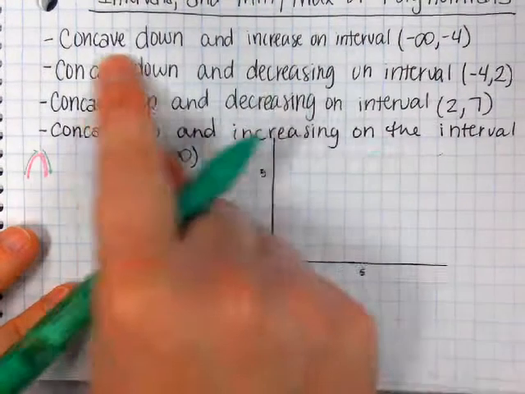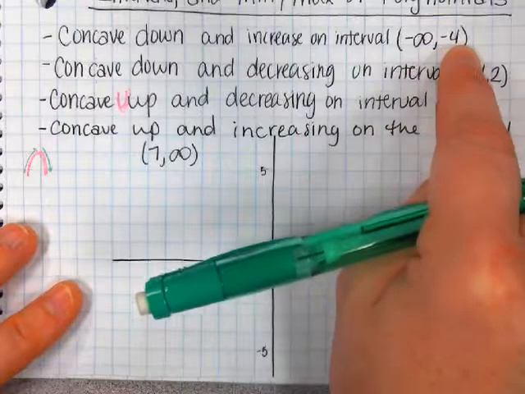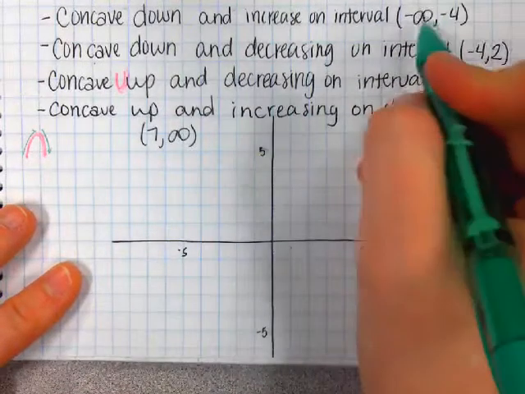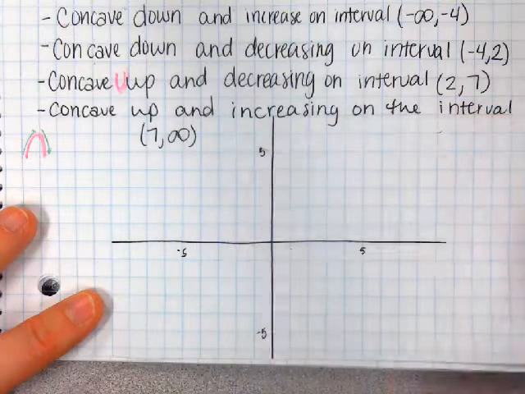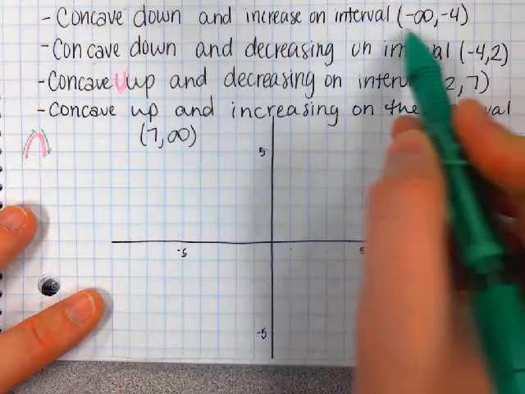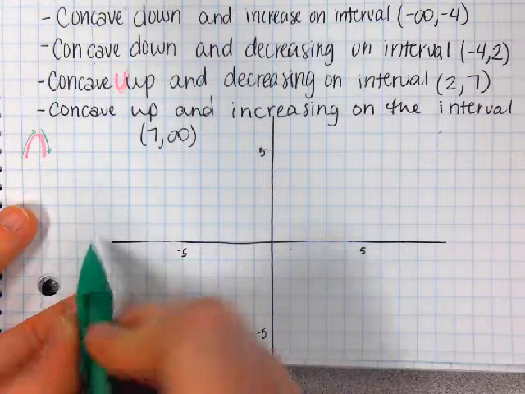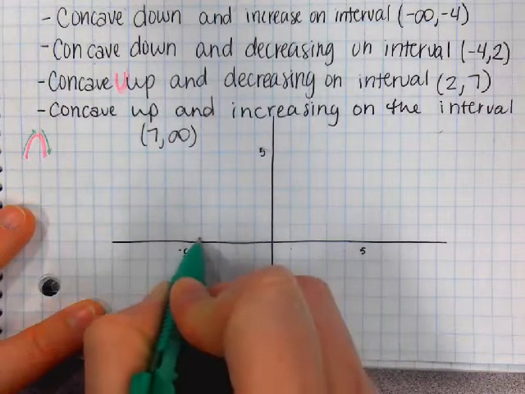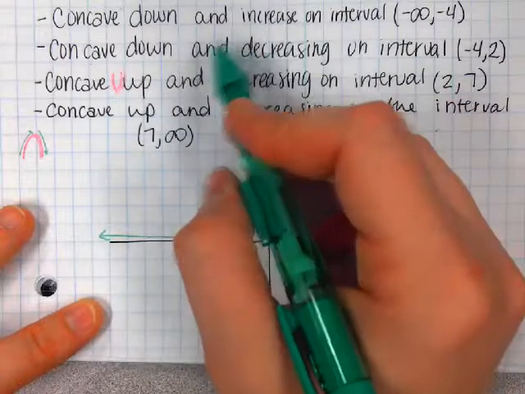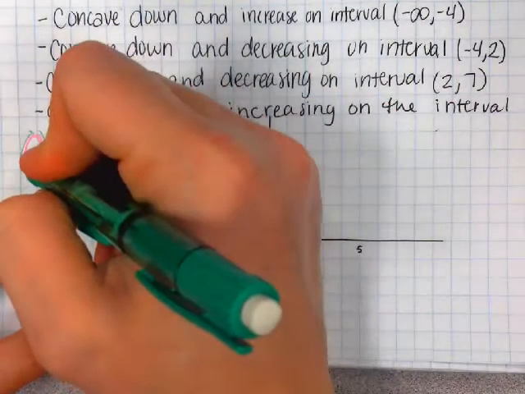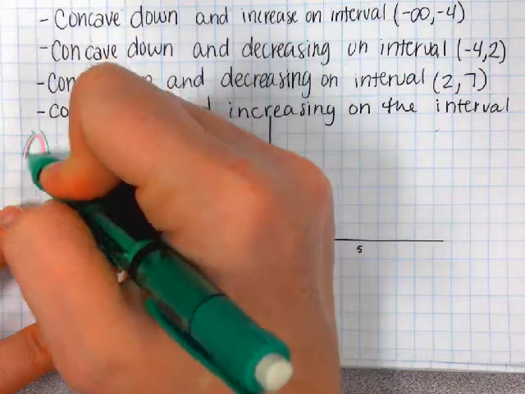So it says concave down and increasing on the interval from -∞ to -4. Remember, these are talking about the x value. So we don't care how high up. It doesn't tell us how high up. It just tells us it's increasing from -∞, so back here, to -4. So all back here, it is concave down, so it's going to be like this, and it's on the increasing side, so it's this side of it.